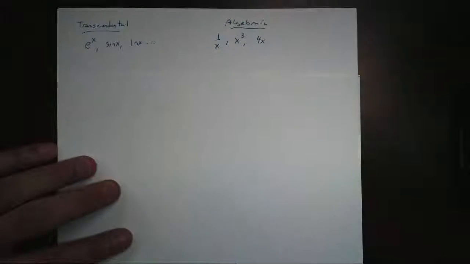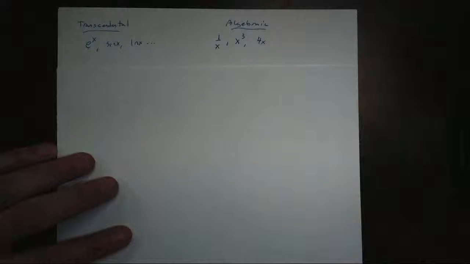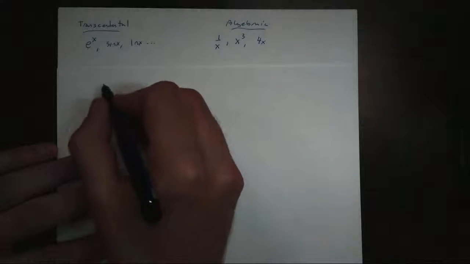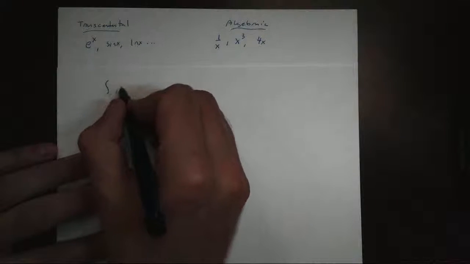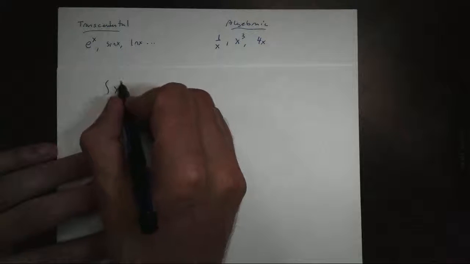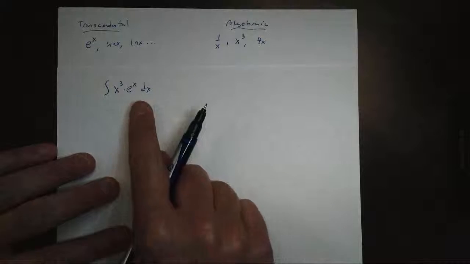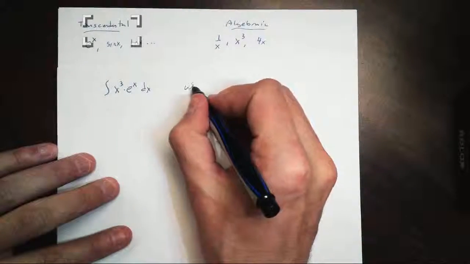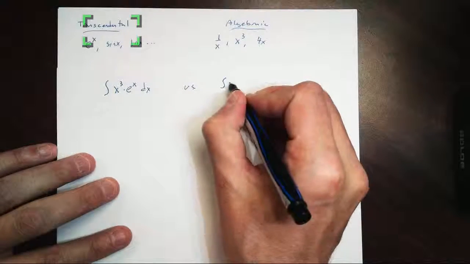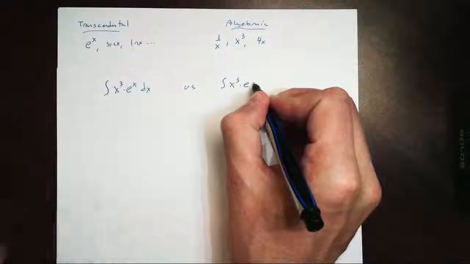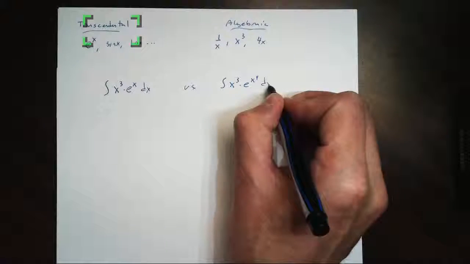What we're going to take a look at today is, well, what happens if we want to integrate something like this? If I were to combine the two, something like x cubed times e to the x dx. Now notice, that's a lot different than if I write it this way. If I had x cubed times e to the x to the fourth dx.